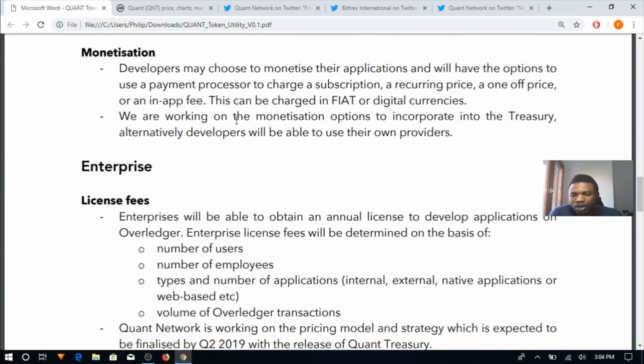So when it comes to enterprise, that was for developers. So developers will need the token in order to access. They will need a subscription, and they will need to renew the subscription whenever it ends in order to have an active case to access the Overledger network.